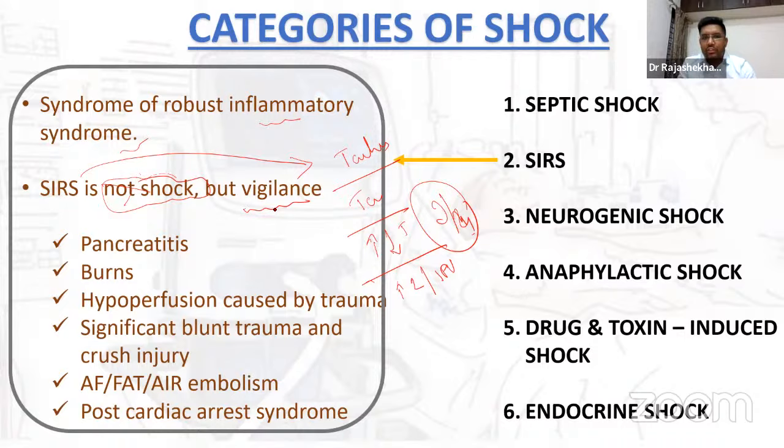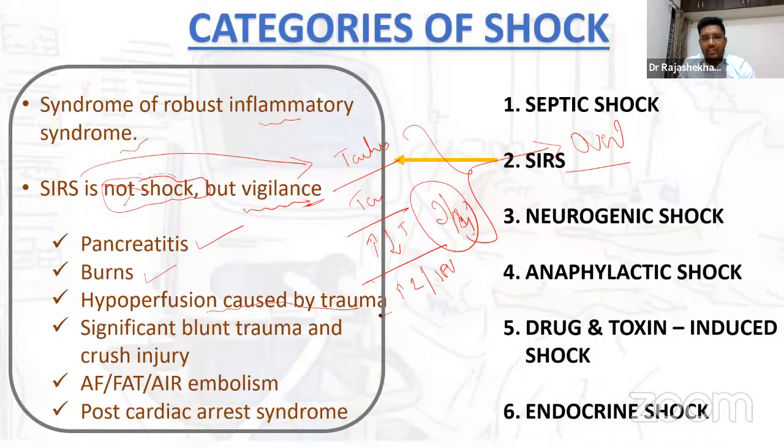So this is not a shock, but this is a vigilance where if you don't treat this, the patient will go into an overt shock. A very, very important thing. So here all it can occur. There's a sudden robust inflammatory syndrome. It can occur in pancreatitis. It can occur in burns. It can occur in a hypoperfusion caused by a trauma.